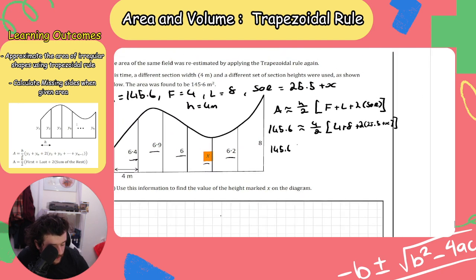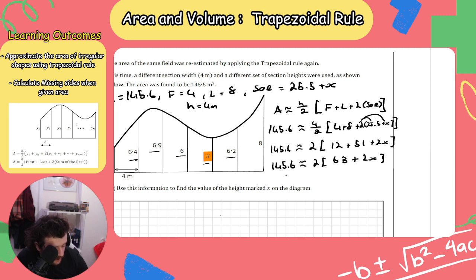145.6 is going to be equal to 4 over 2, which is 2. So 2 times 12 plus 51 plus 2x. Right, because I'm multiplying the 2 in, so 2 times 25.5 is 51, and 2 times x is 2x. 145.6 is approximately equal to, this is going to be 2 times 63 plus 2x. 145.6 is equal to 126 plus 4x.